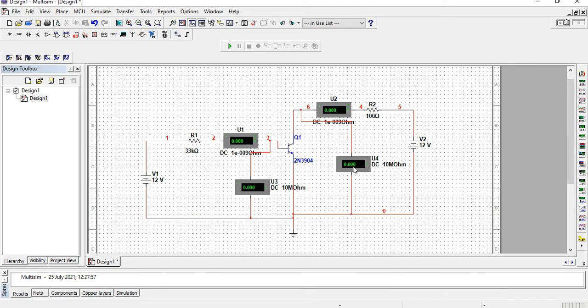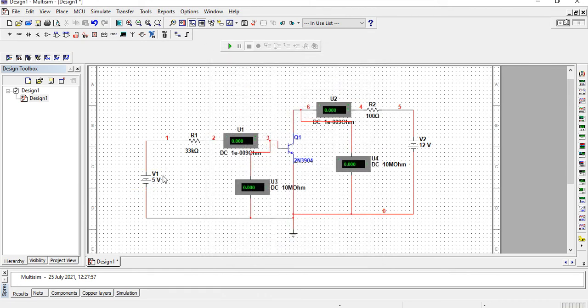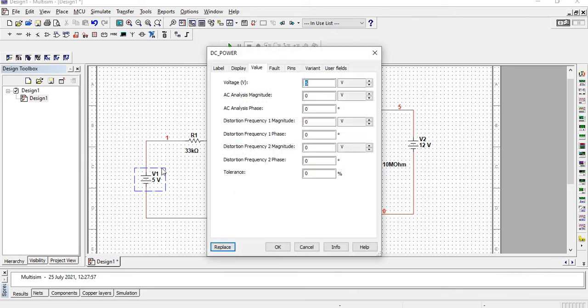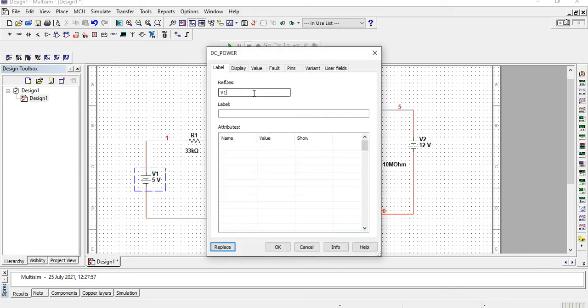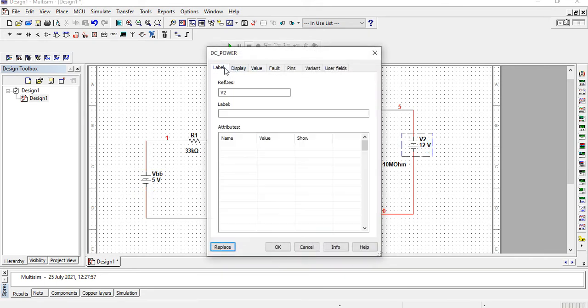Okay, this is your voltage, that's VCE and that's VBE, and these are your currents for your I collector and I base. If you want to check it out you can use it, okay? And let's change the voltage, and for my ease I am changing the label to VB because that's connected to the base side, and this side I am changing it to VCC, right?